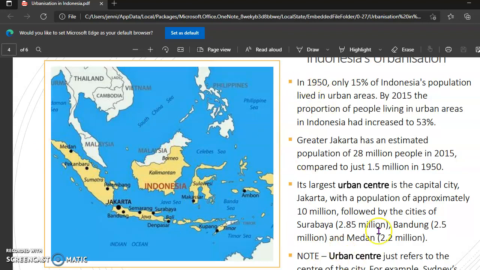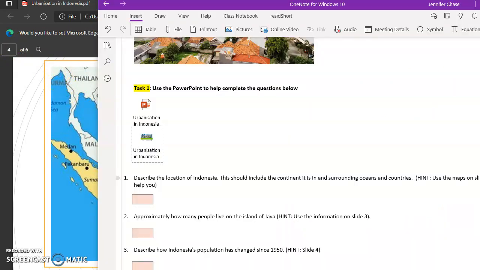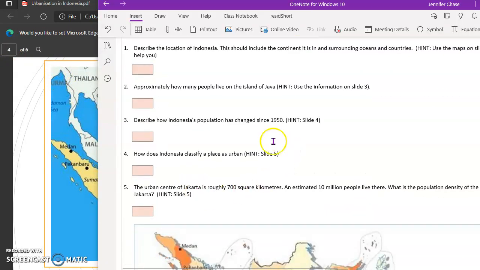Okay, this is slide 4 we're on now, 4 of 6. You're going to use this slide to describe how Indonesia's population has changed since 1950.